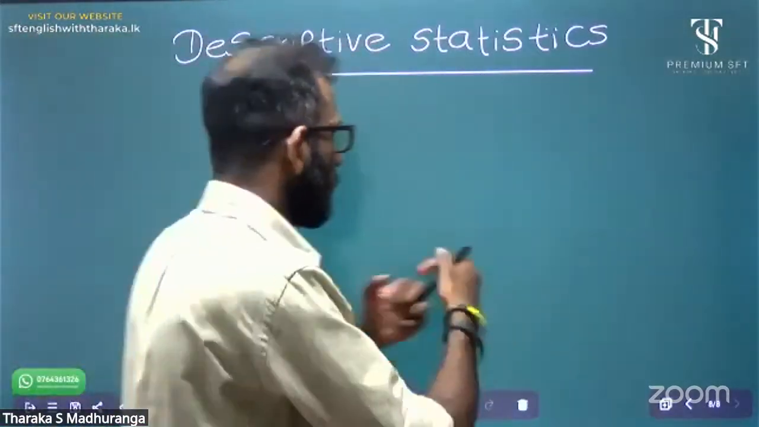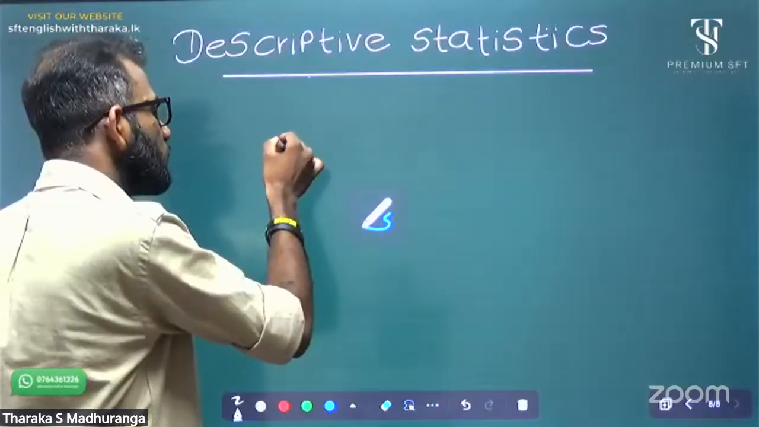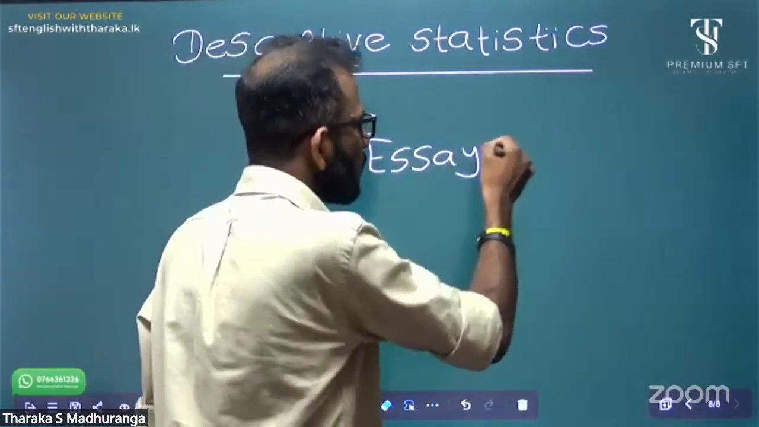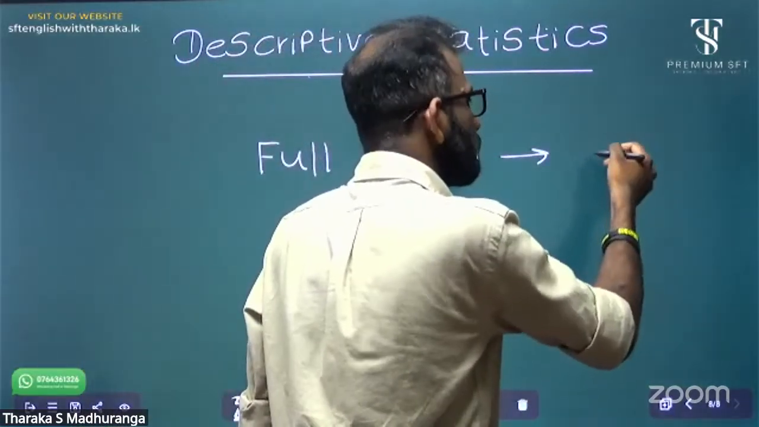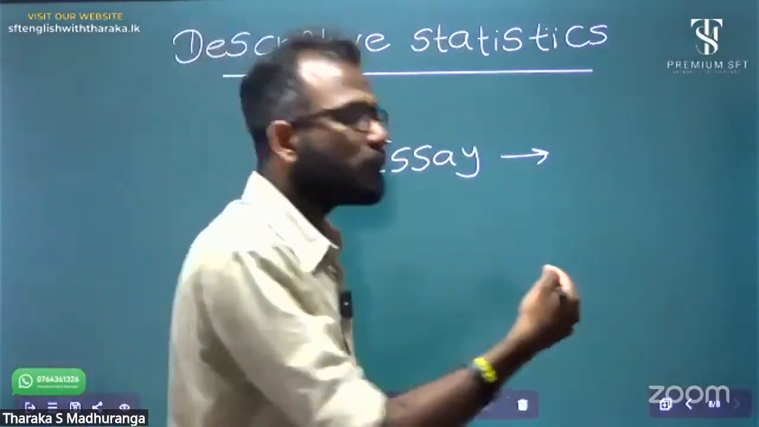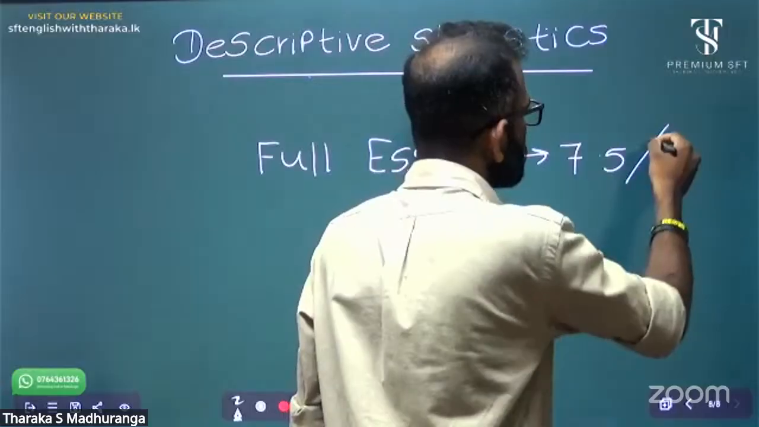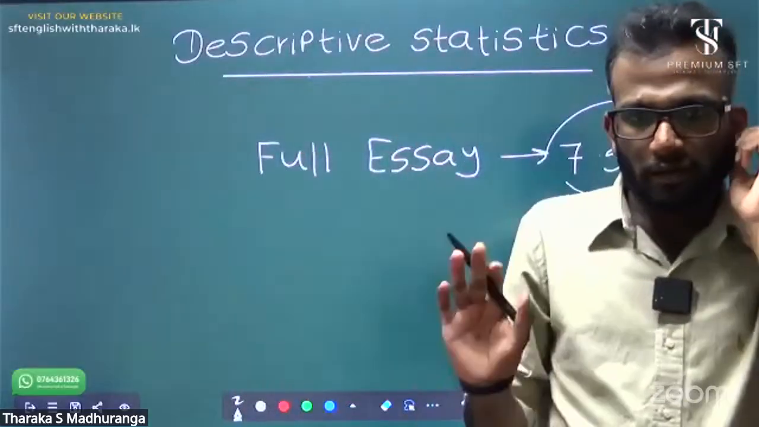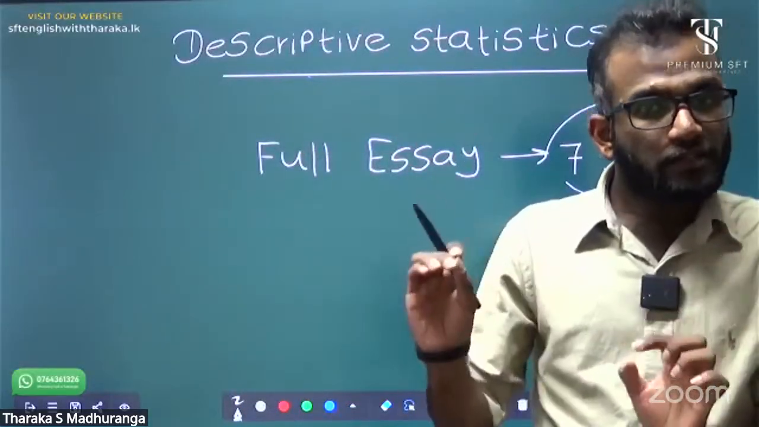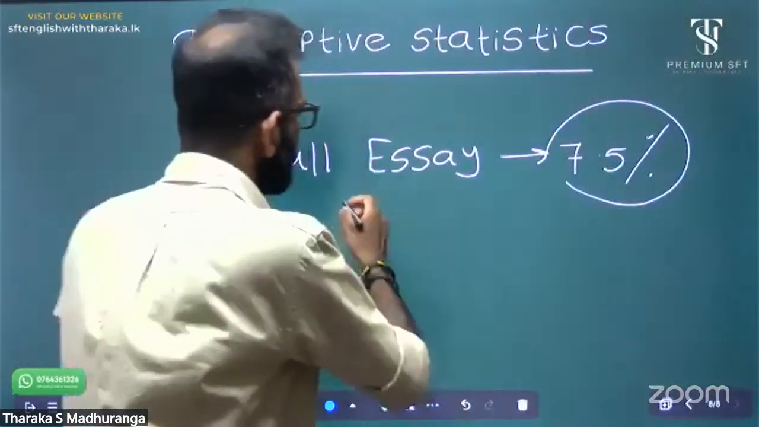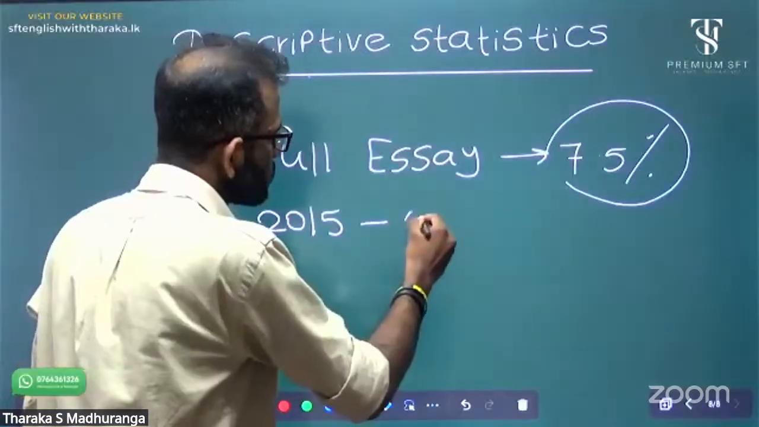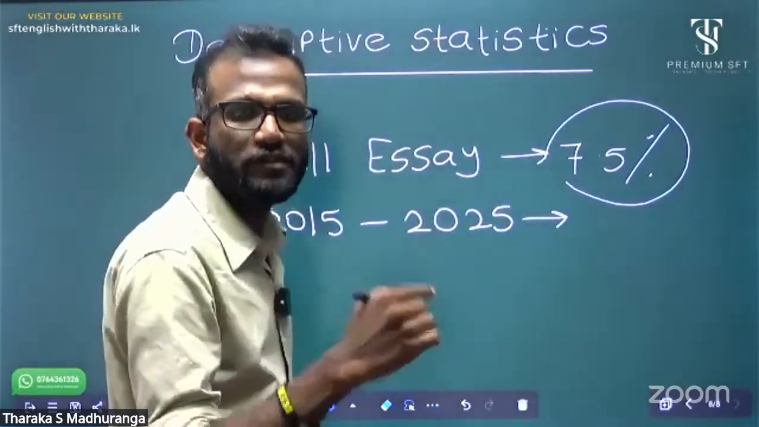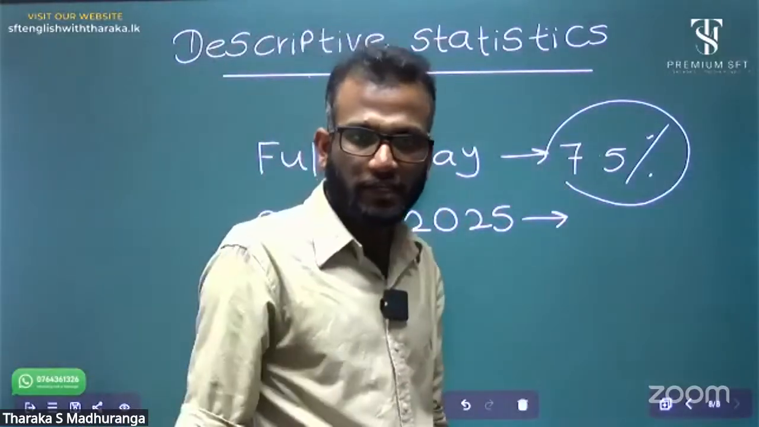And in the exam, a full essay question is coming from this statistics lesson. A full essay question means it is 7.5 marks from the entire paper. A full essay question comes in this statistics lesson. In the 2015 to 2025 past papers, the first essay question was from the statistics lesson.